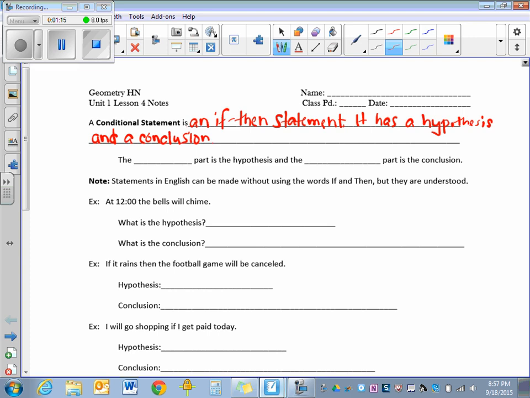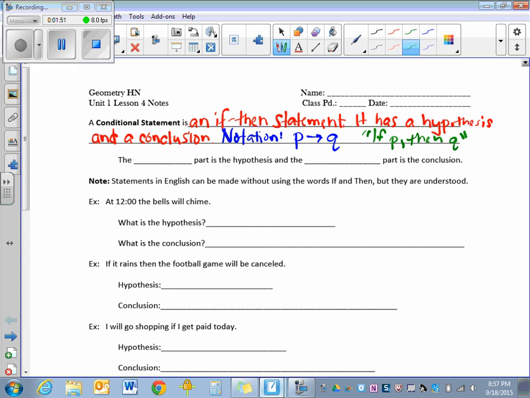And we'll learn later a little bit more about notation, but I'm going to go ahead and throw it in here. Our notation for this is P implies Q, and we use an arrow for the word implies. Alright? And so we read it as if P, then Q. Again, it's an if-then statement.